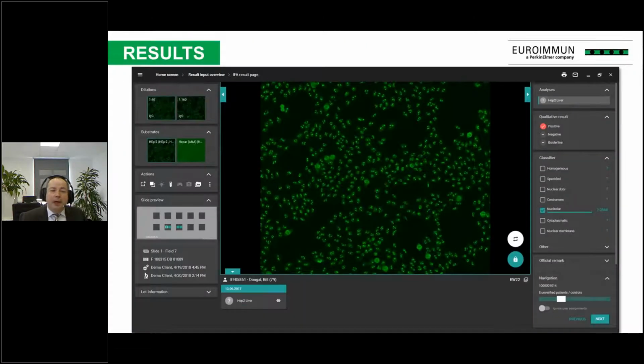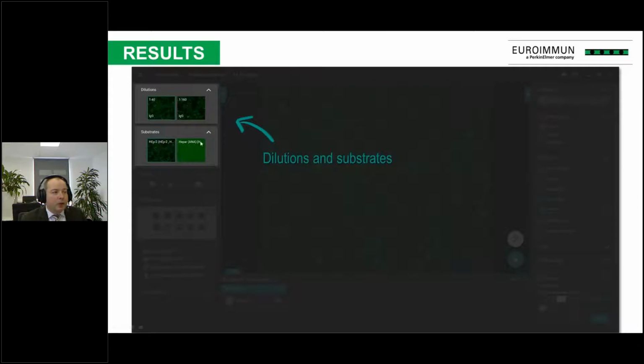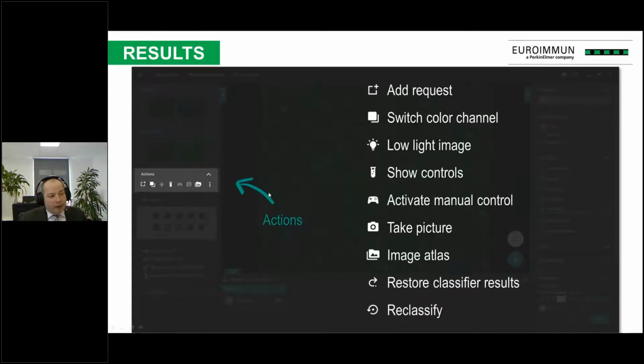And now I would like to present you the graphical user interface of the EUROPattern 4.0 for the final results of immunofluorescence. You can find here everything you need for the successful diagnostic. Here on the left side top you see the dilution and substrates area used for now. Here you can find some action points.